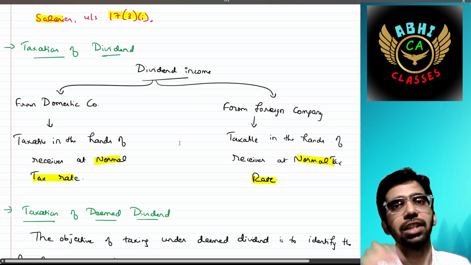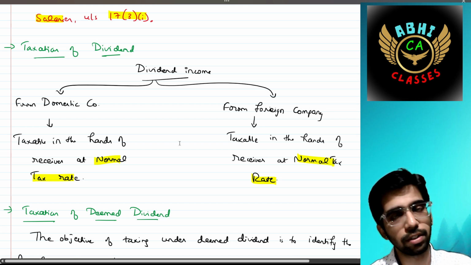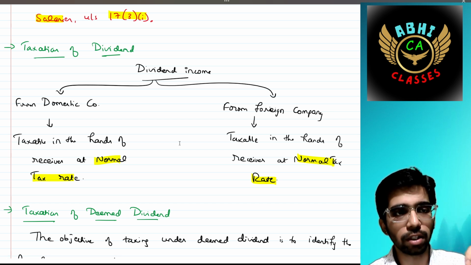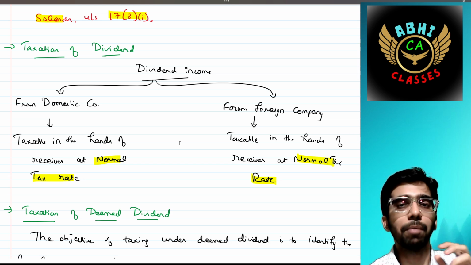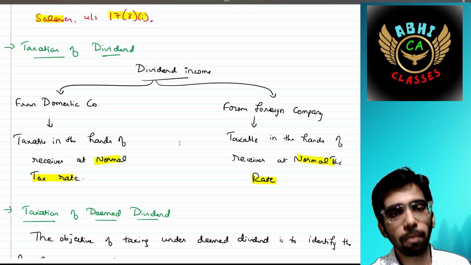Then taxation of dividend. It is very important. Dividend income from a domestic company is taxable in the hands of the receiver at the normal tax rate. From a foreign company also the same concept: taxable in the hands of the receiver at the normal tax rate.